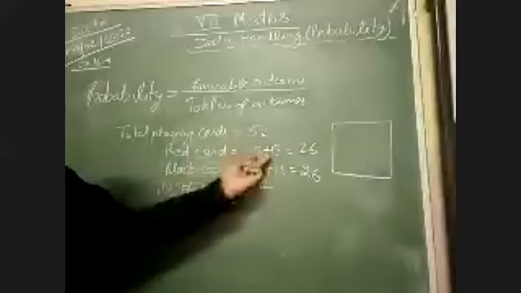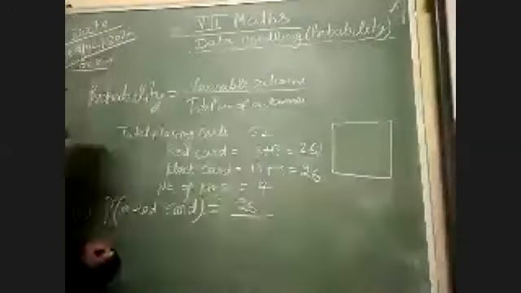So in your favor there are 26 outcomes. So total number of outcomes are 52 because total number of playing cards are 52. So from this you will get 1 by 2. So probability of getting a red card is 1 by 2.